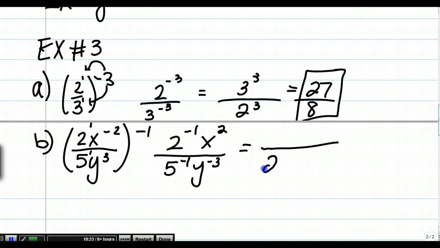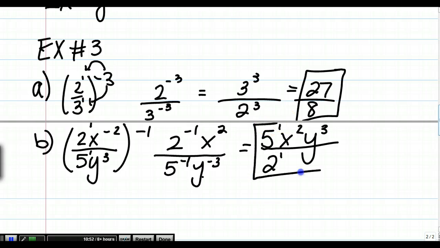2 to the negative 1, we have to make it 2 to the 1 on the bottom. The x squared is already a positive, so that's good. 5 to the negative 1 needs to go on top, and y to the third needs to go on top as well. So now that we have this, we look to see if we can simplify anything. And we cannot, so this is your final answer.